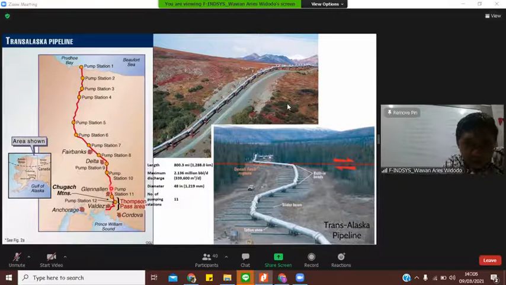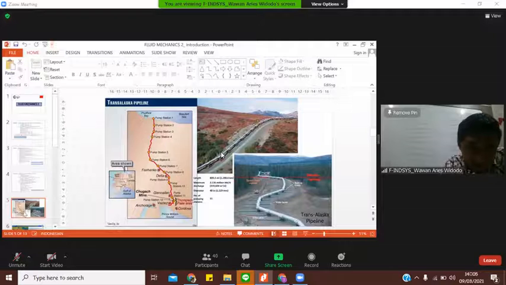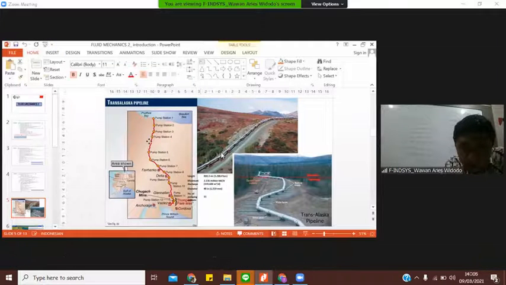To flow oil about 1,285 kilometers, and the flow rate here is about 201. Sorry, this one. I think this is too small.